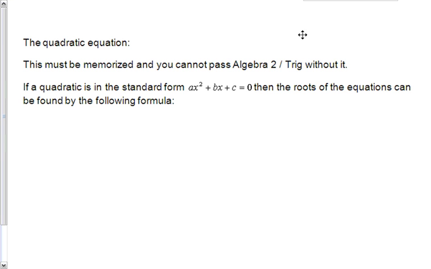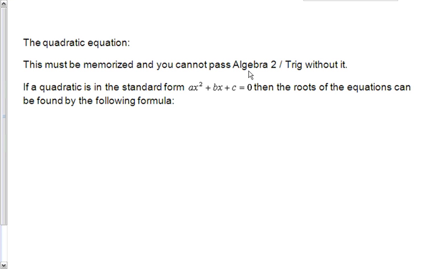Alright, so today we're going to work with the quadratic equation, the most essential formula you must know to pass Algebra 3. You'll use it more times than you can count. The quadratic equation is used to solve and find the roots of a parabola or a quadratic, hence the quadratic equation. In other words, what are the answers?